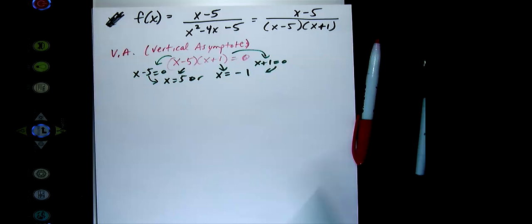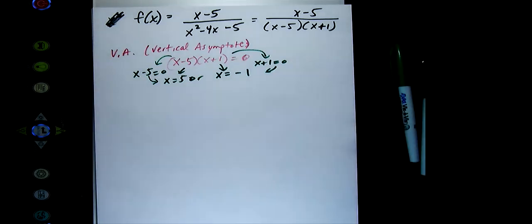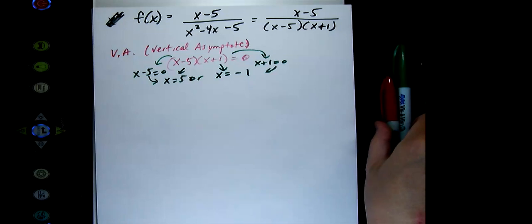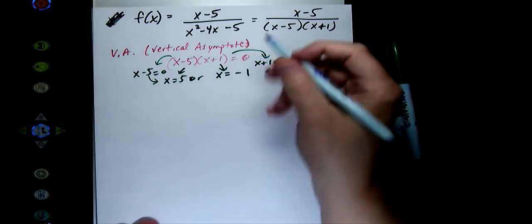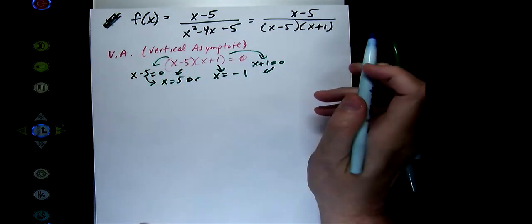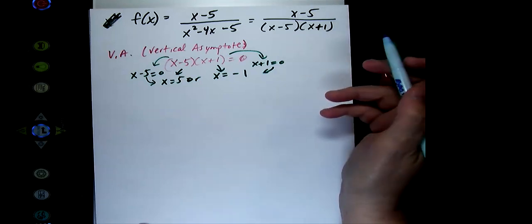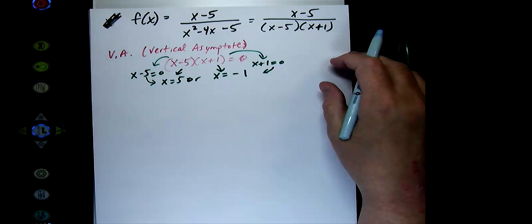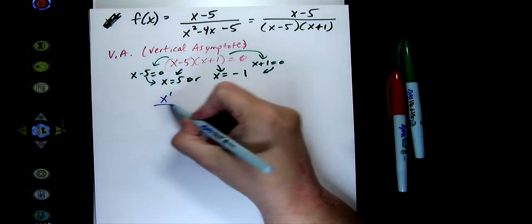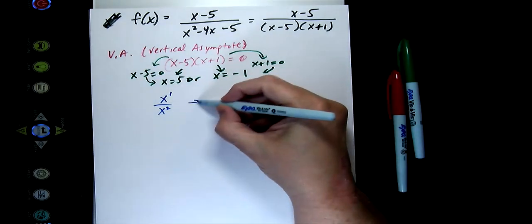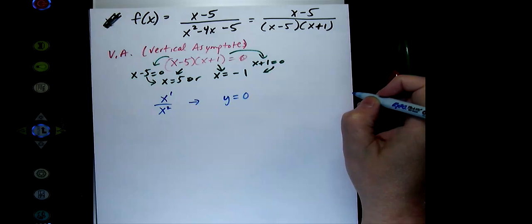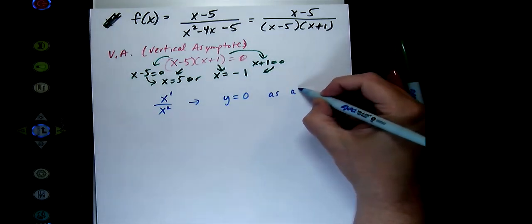Do I have any other asymptotes? The degree of the numerator is one lower than the one on the bottom. The bottom has a bigger degree. So we have an x to the first over x squared. This is going to have y equals zero as a horizontal asymptote, as a HA.